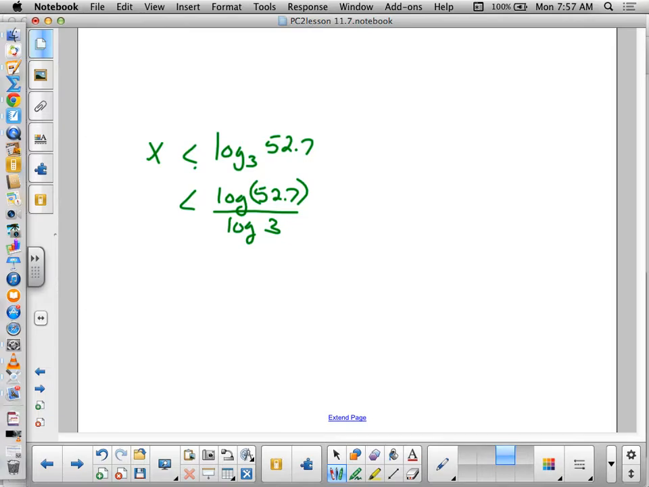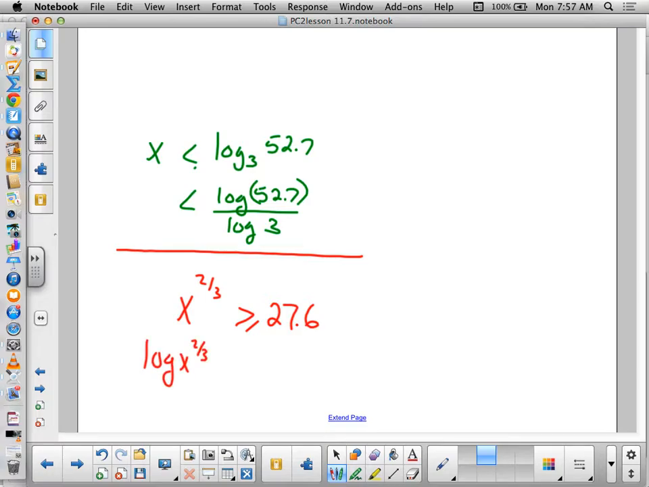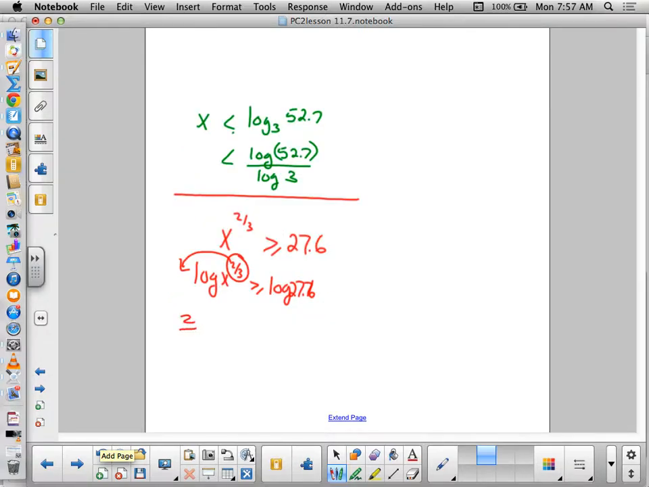Number 24 on that page. X to the 2/3 is greater than or equal to 27.6. Take the log of both sides of the equation. Log of X to the 2/3 is greater than or equal to the log of 27.6. The 2/3 comes down as a coefficient, so 2/3 log X is greater than or equal to log of 27.6.